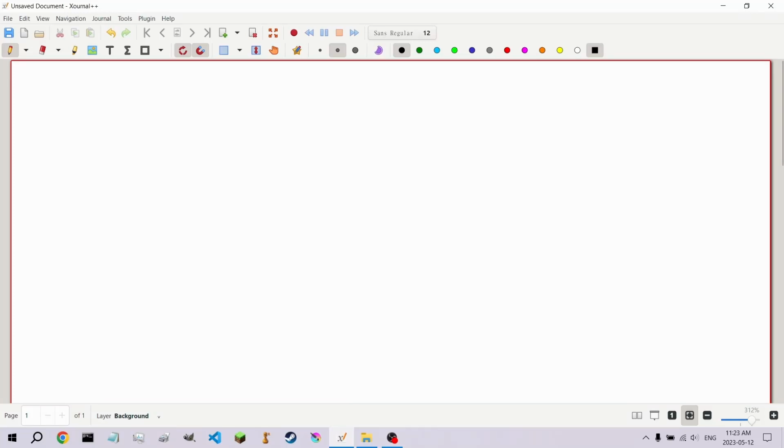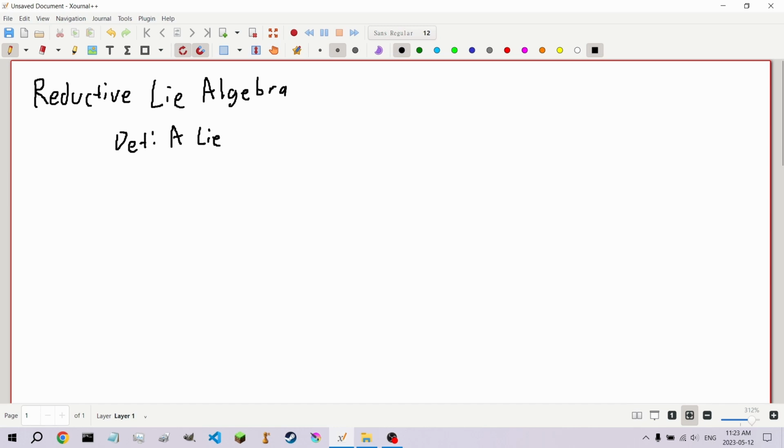So today we've got another type of Lie algebra to talk about, and it is the reductive Lie algebra. It's defined that a Lie algebra is reductive if its adjoint representation is semi-simple.